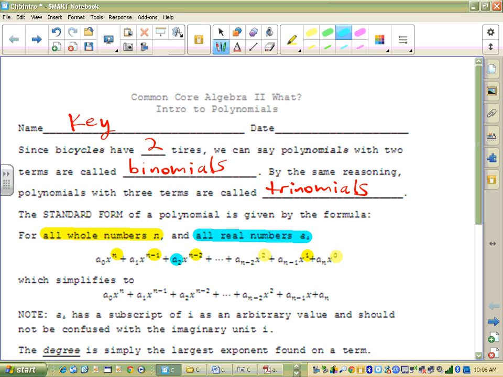So a sub 2 is the second coefficient. It's the coefficient of the second term in this sequence. A sub 1 is the first. So anytime we're referring to an a sub i, it's collectively all of those coefficients, okay? So what we're saying then is that the coefficients have to be real, and spending this much time on this now, I think we'll answer a question or two later. Notice a sub i has a subscript of i, which is an arbitrary value. Don't confuse that with the imaginary unit i.